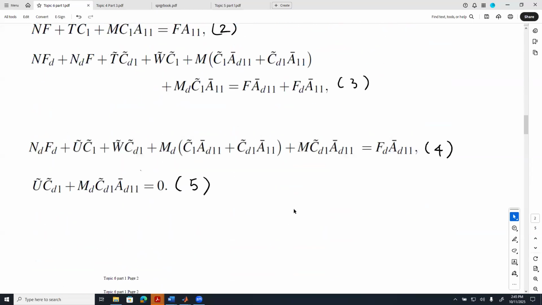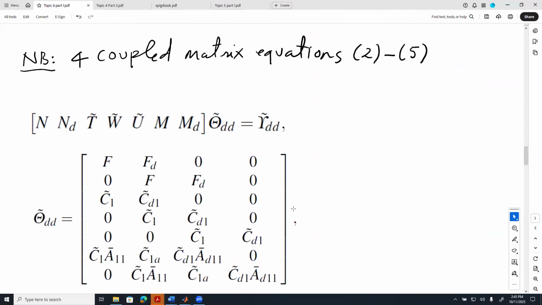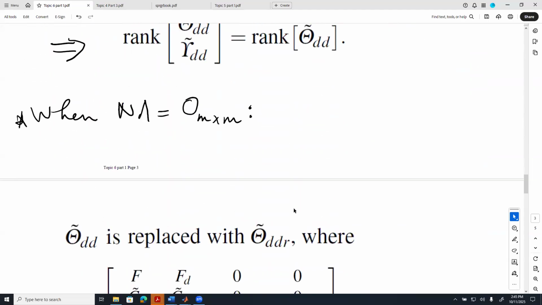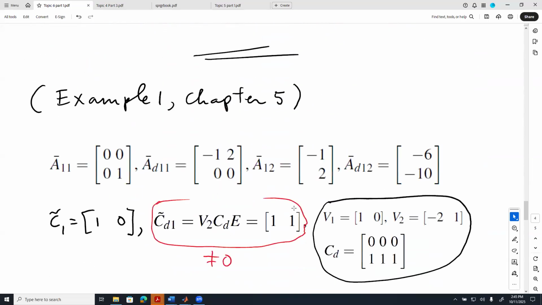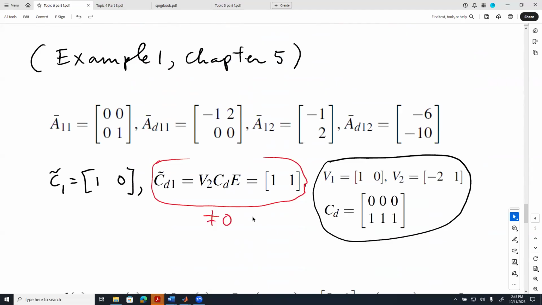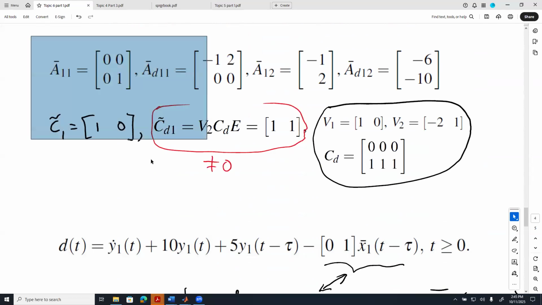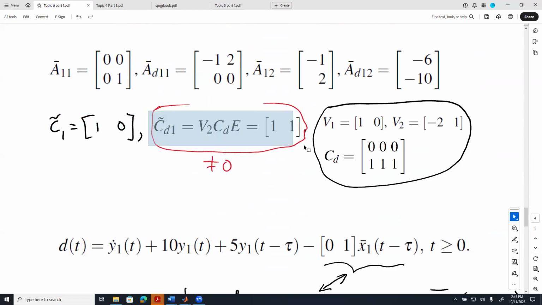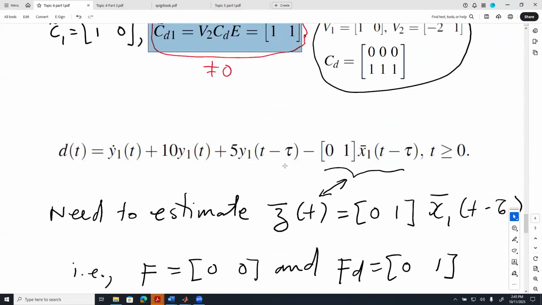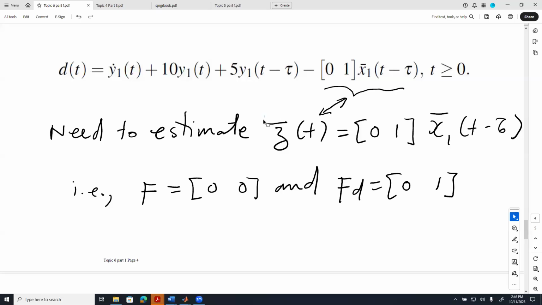In this example, that's exactly that. Since we have the conditions and the observer structure, we can easily carry on with the process to realize a generalized functional observer for this time delay system with C tilde D1 non-zero. We want to estimate this particular generalized functional, where we estimate the delay X bar 1, 2 directly.